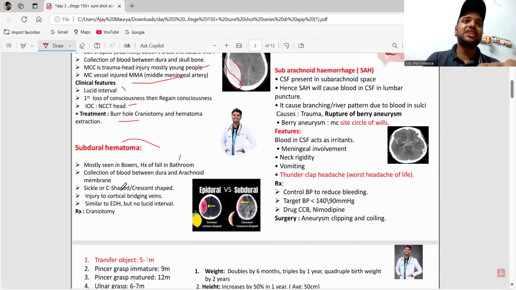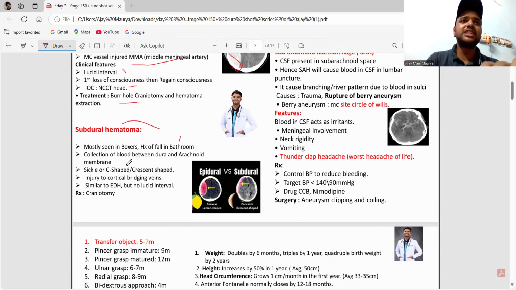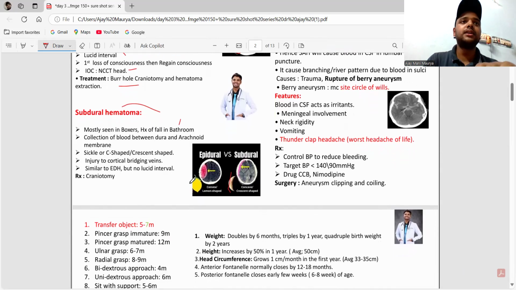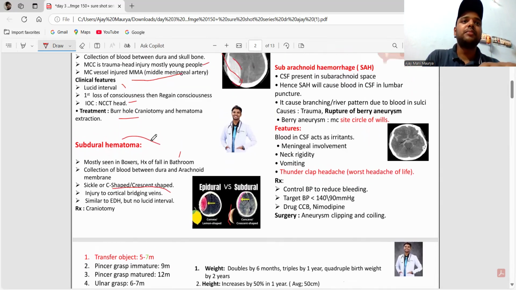This is the collection of blood between the dura and the arachnoid membrane. It is a sickle shape or crescent shape, the Chandamama shape. It is due to injury to the cortical bridging veins. There is no lucid interval here.